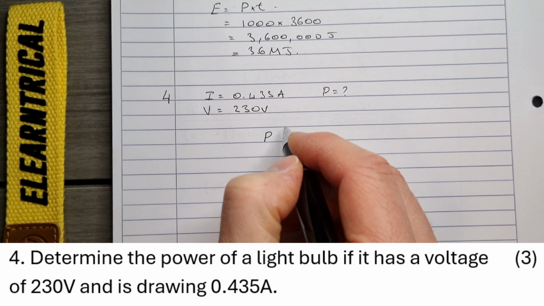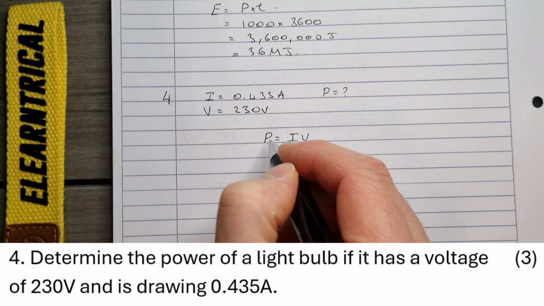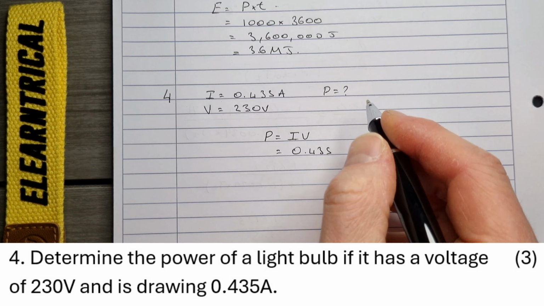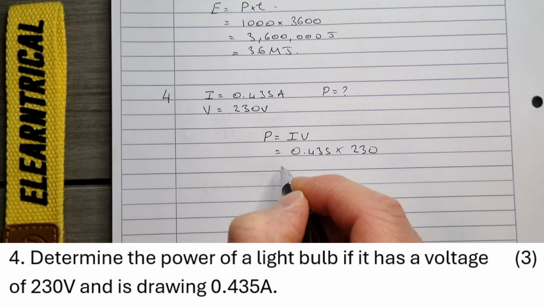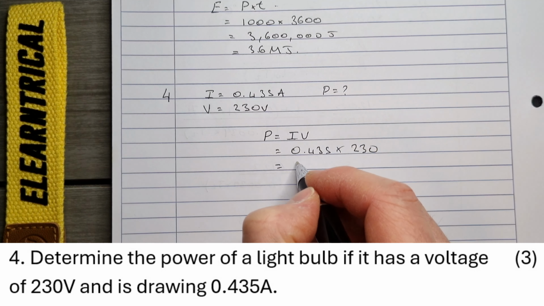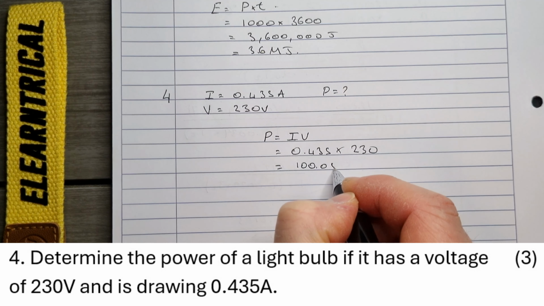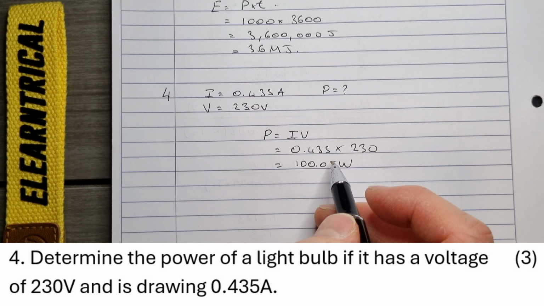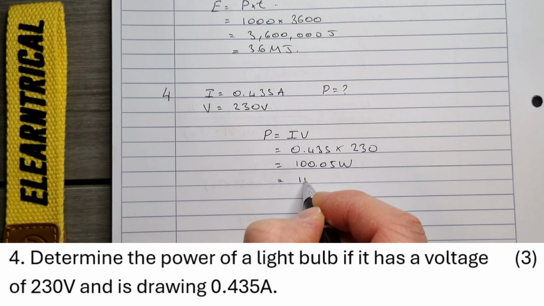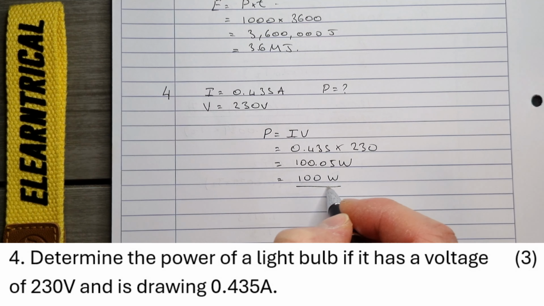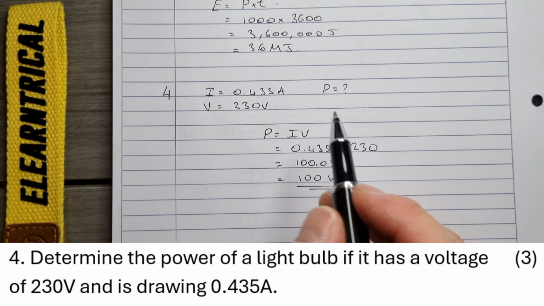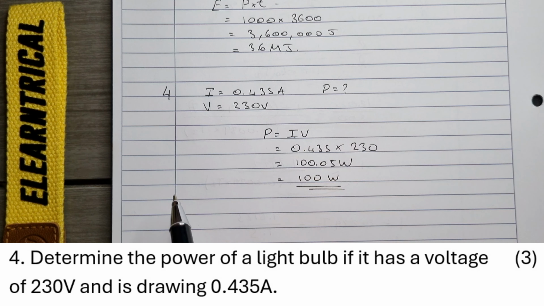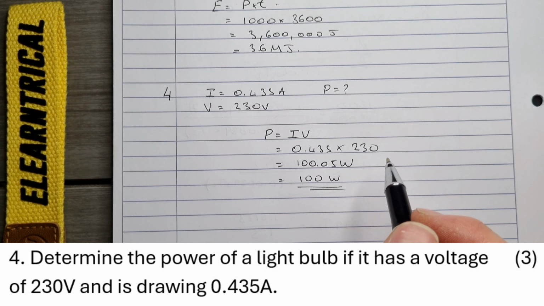So P, straightforward enough, is IV. Power is current times voltage. So our current is 0.435 multiplied by 230, which in this case is 100.05 watts. Basically, on this one, we can take that as being 100 watts. So if we had a 100 watt light bulb connected to a 230 volt supply, we would be expecting to draw 0.435 amps of current.